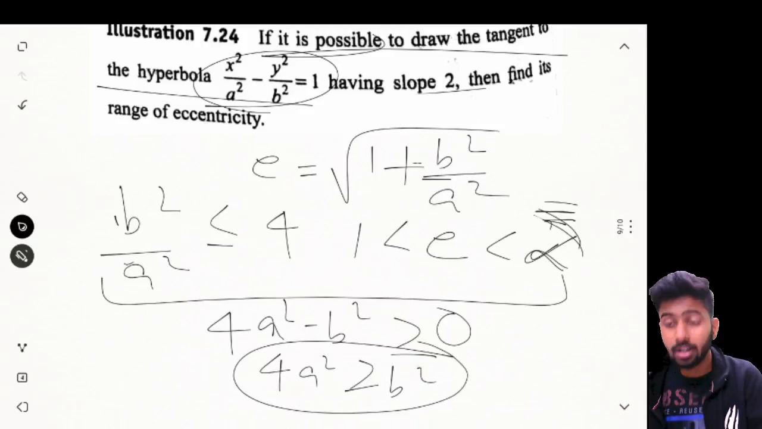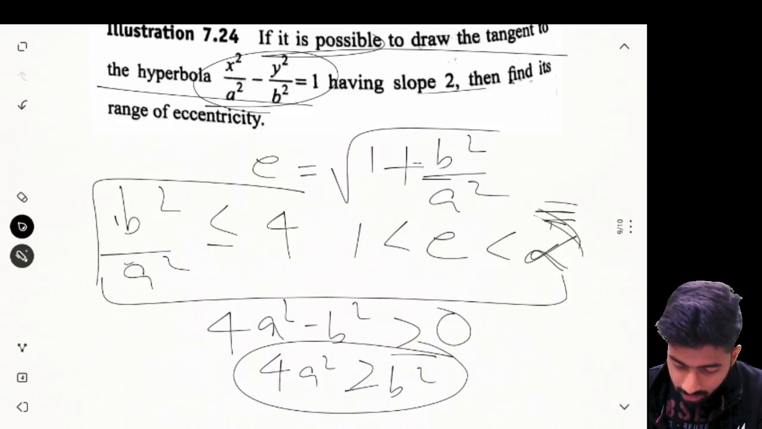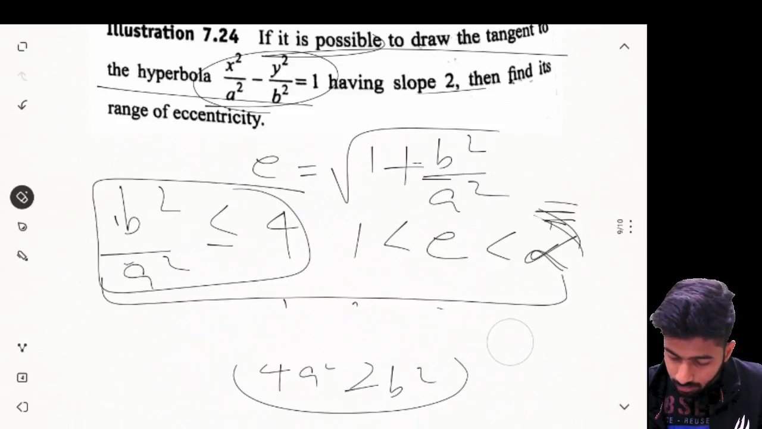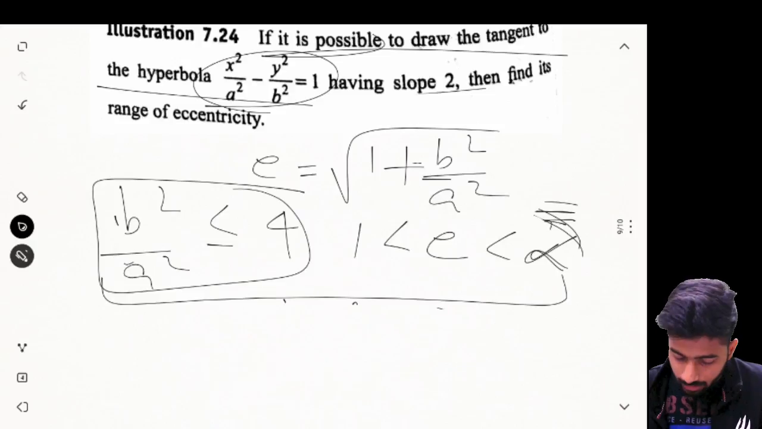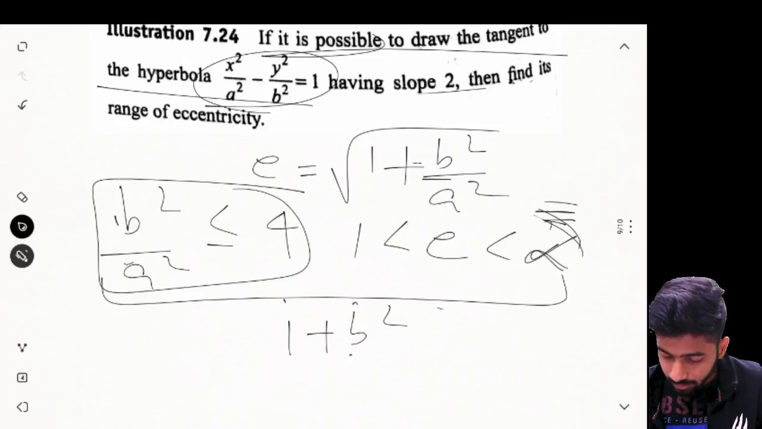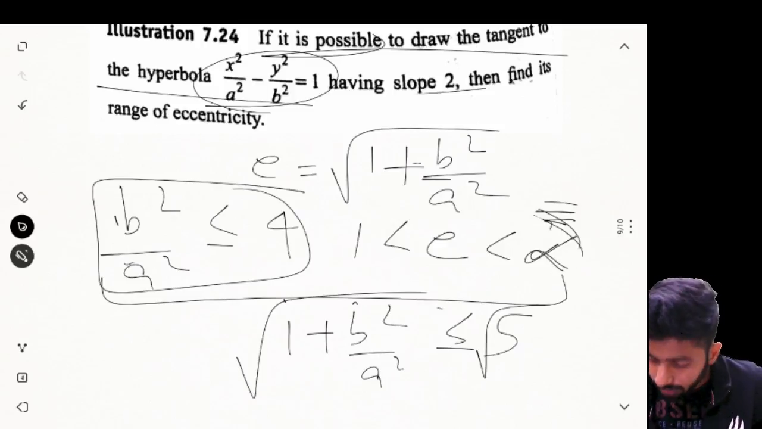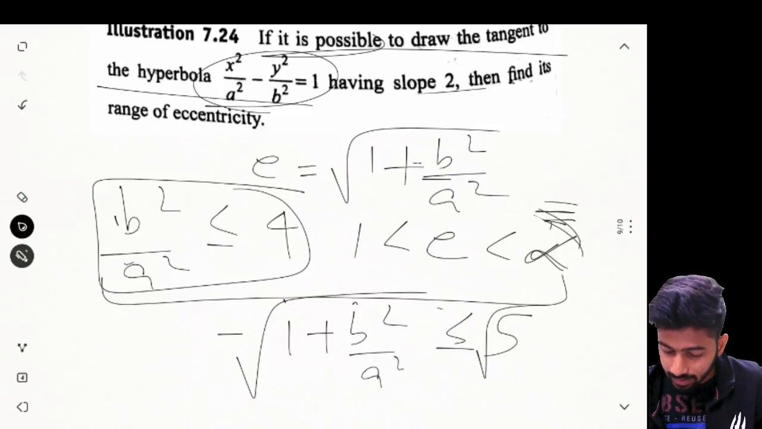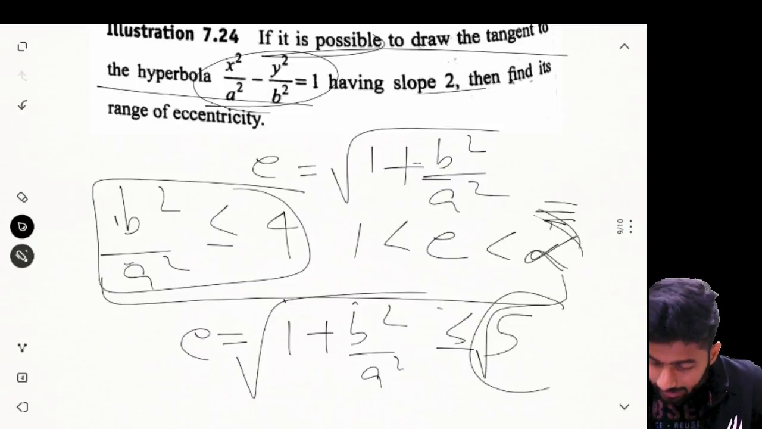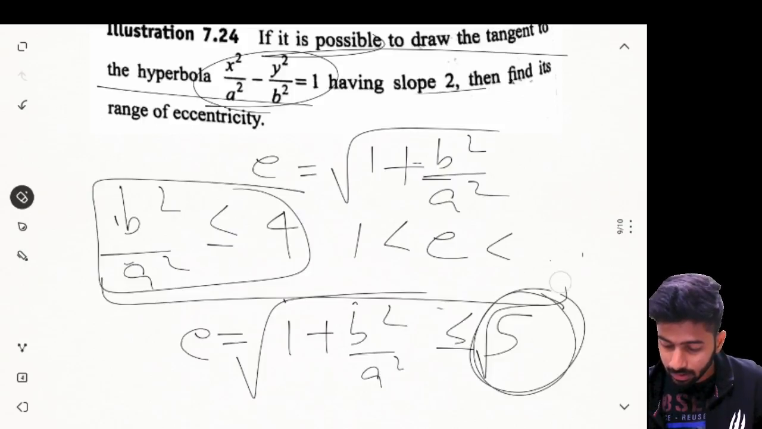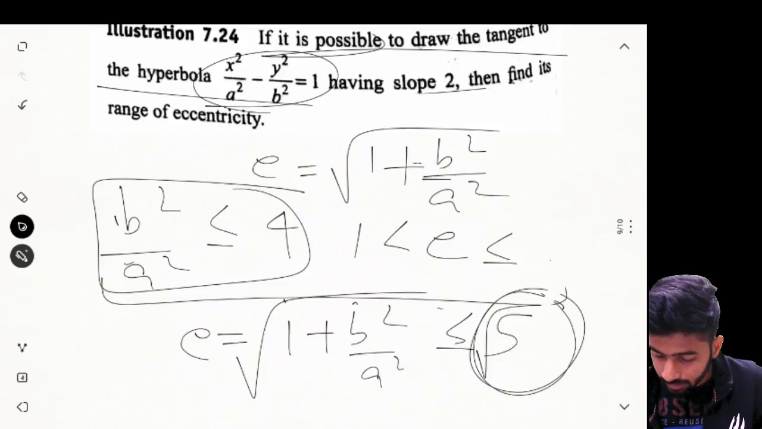But in this case, it will not go on up to infinity because there is a restriction, which is that b square by a square should be less than or equal to 4. If b square by a square is at most 4, then 1 plus b square by a square will be less than or equal to 5, and root of 1 plus b square by a square will be less than or equal to root 5. This is your eccentricity, right? So eccentricity has an upper limit of root 5 in this case, and it can be equal to root 5 obviously.